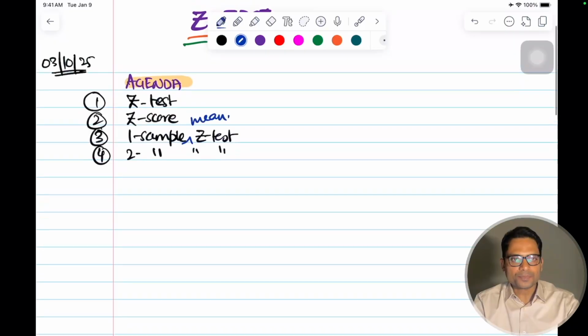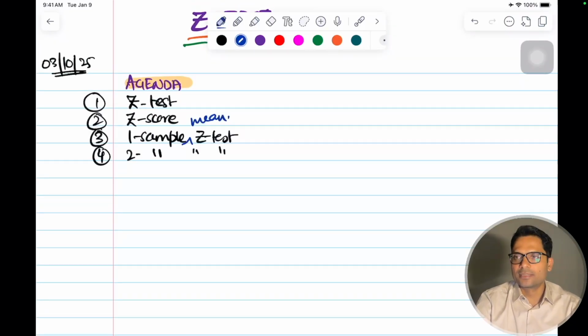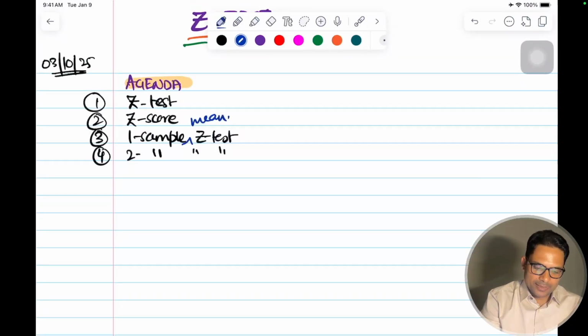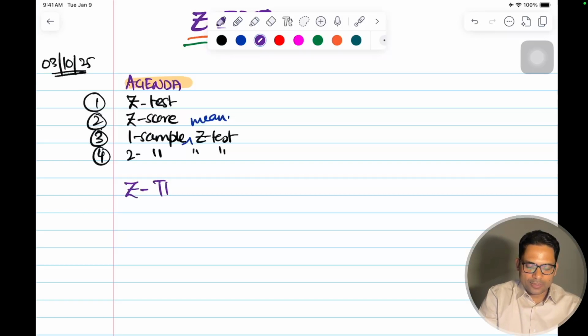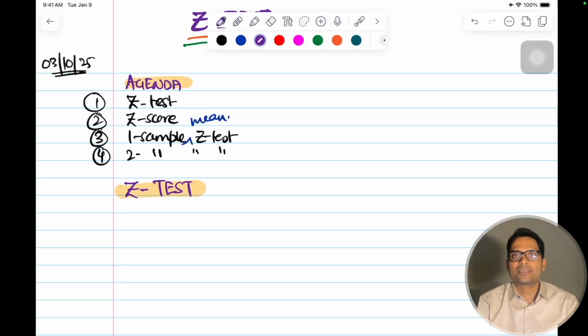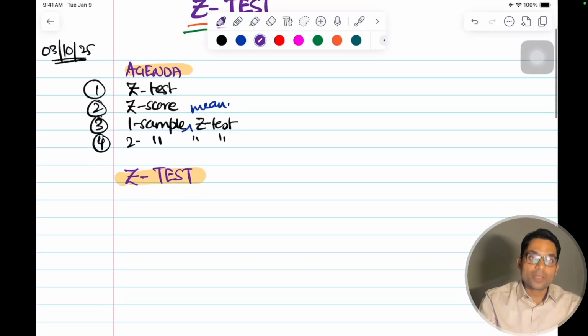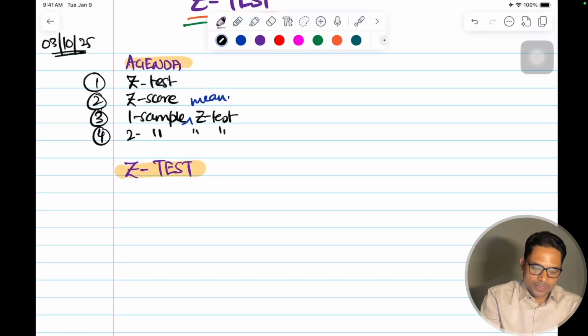So let's start. What is a z-test? The z-test is a parametric test. All these are the types of hypothesis tests, the tests which are used as a part of hypothesis testing. We covered the student's t-test, and this is the z-test for normally distributed data. So this is a parametric test.